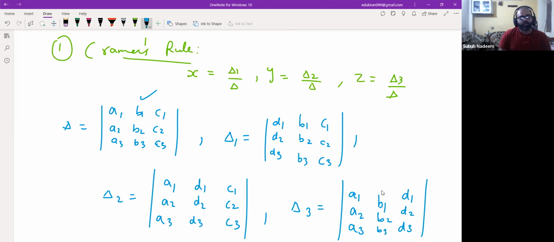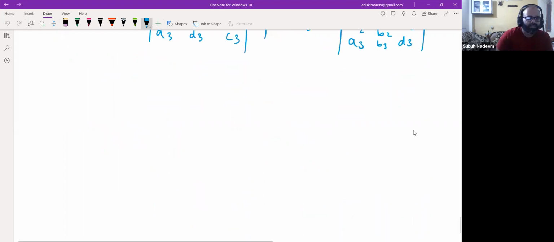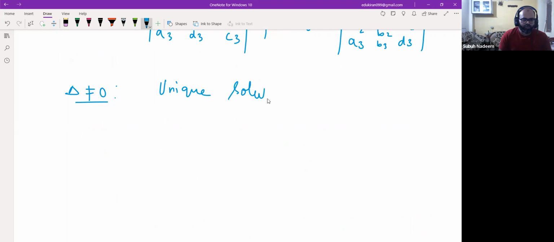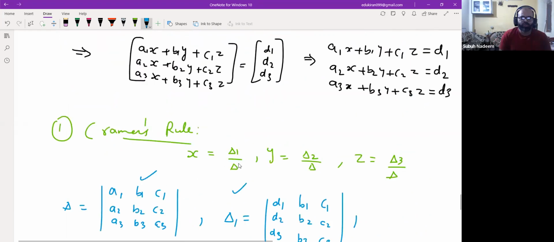These values delta, delta 1, delta 2, delta 3 are all determinants. You calculate them and put them here, and you will get x, y, z. But what is to be remembered is that delta should not be equal to 0. Only then you will get a unique solution, a value of x, y, and z, because delta is in the denominator. If it becomes zero, then you can't find x, y, z; it will be undefined.